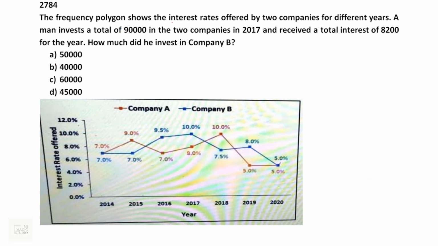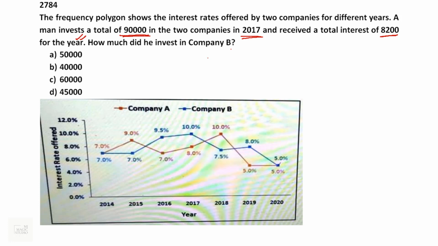The frequency polygon shows the interest rate offered by two companies for different years. That is A and B. A is red and B is blue. A man invests a total of 90,000 in two companies in 2017 and received a total interest of 8200 for a year. How much did he invest in company B?